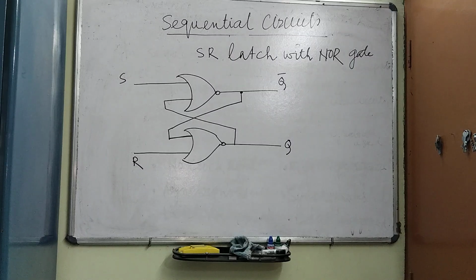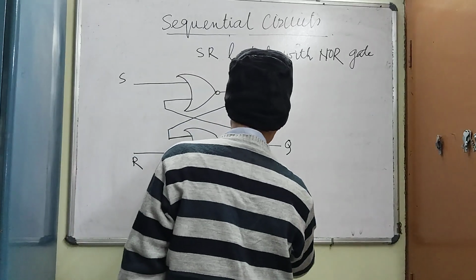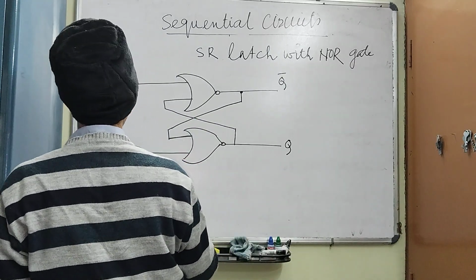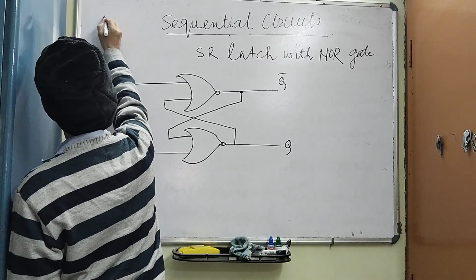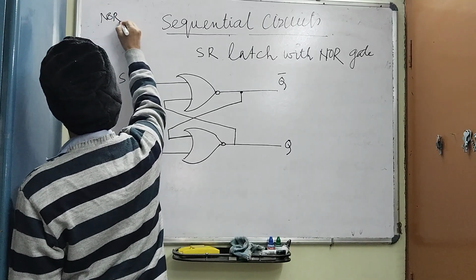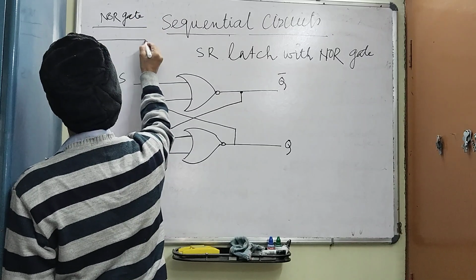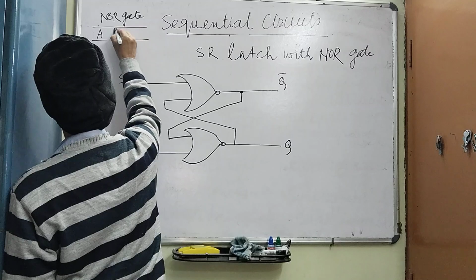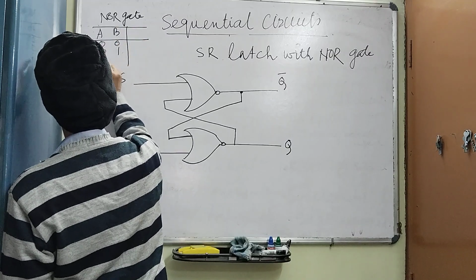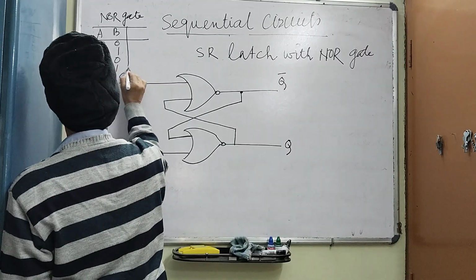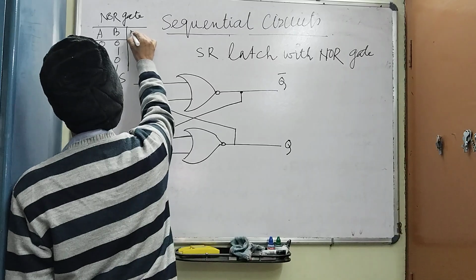Now we will discuss the truth table. First, you have to understand the function of the NOR gate. For a NOR gate, suppose there are two inputs: 0 0, 0 1, 1 0, 1 1, and this is the output.